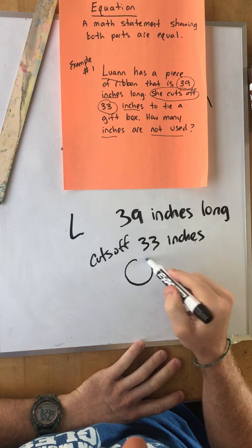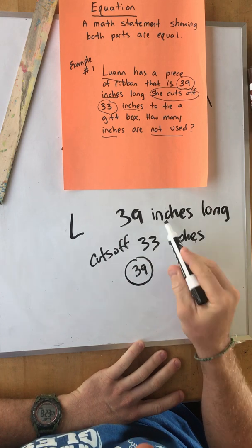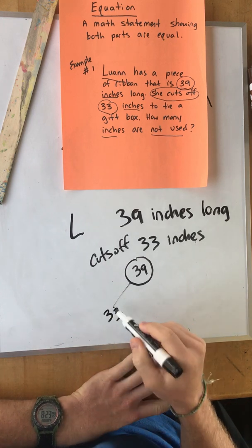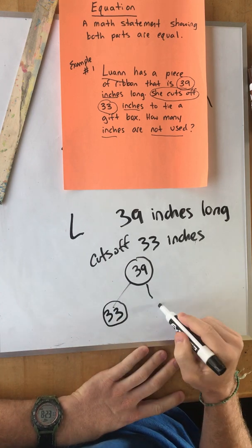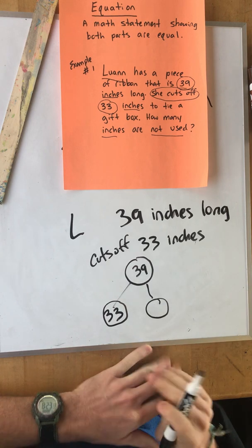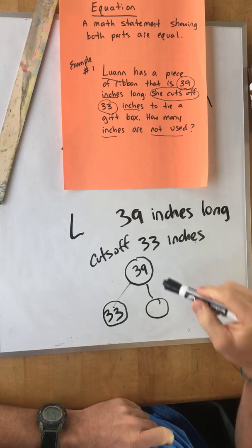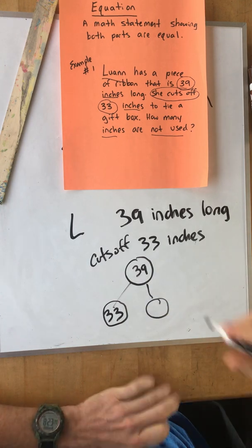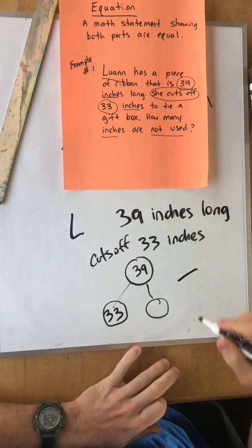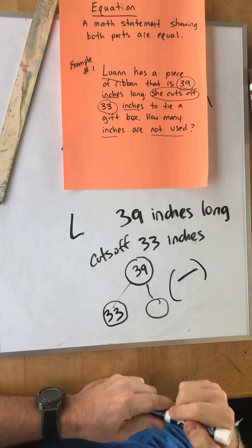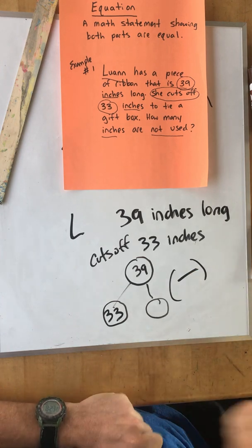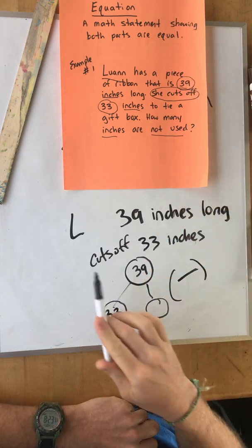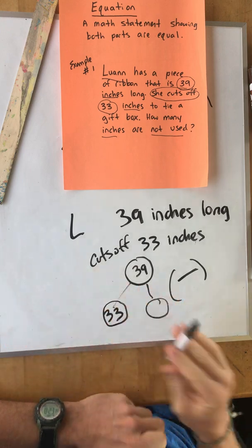So we have 39 is the whole. 33 is one of the parts, and we need to figure out this other part. So every time we have a whole and one of the parts, we need to use subtraction. Put a big subtraction symbol. So let's come back and figure out what the actual equation is to solve it. This is the reading and the drawing part.